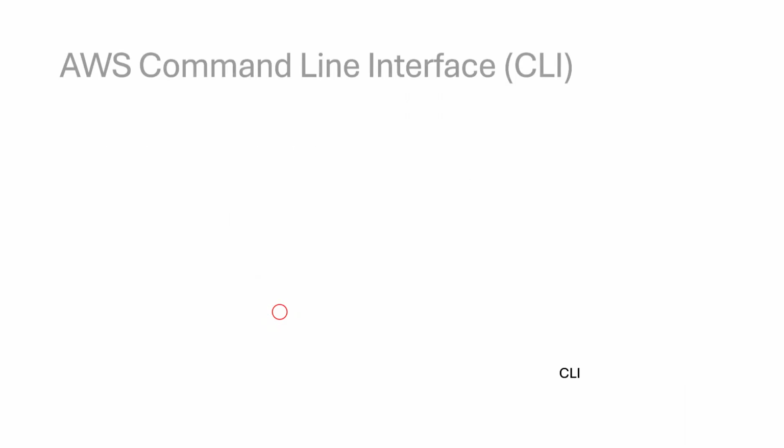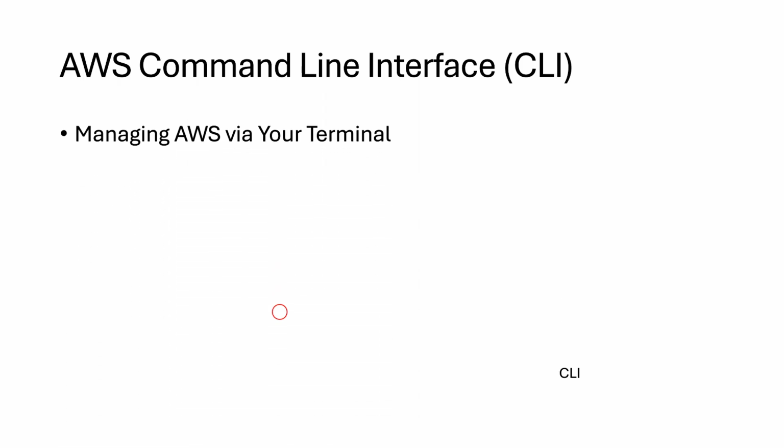And moving on to the next way of accessing AWS is the AWS Command Line Interface, that is CLI. So we have this command line interface, and we can manage AWS via your terminal.